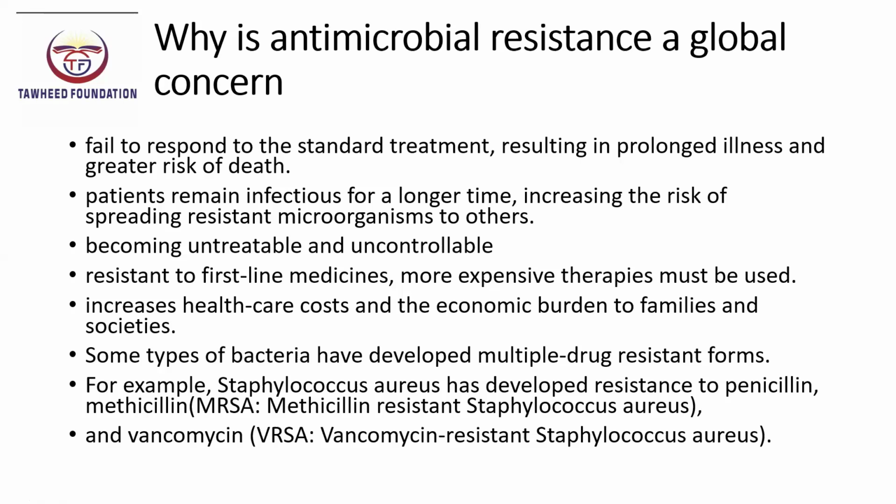Some types of bacteria have developed multi-drug resistant forms. An example is S. aureus, which has developed resistance to penicillin, methicillin, which is MRSA, methicillin resistant Staphylococcus aureus, and vancomycin, which is VRSA, vancomycin resistant Staphylococcus aureus.